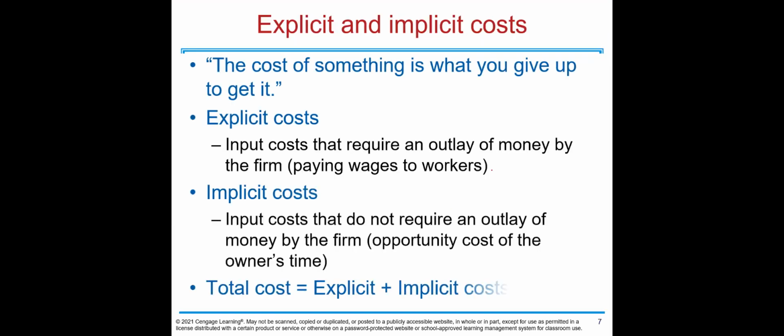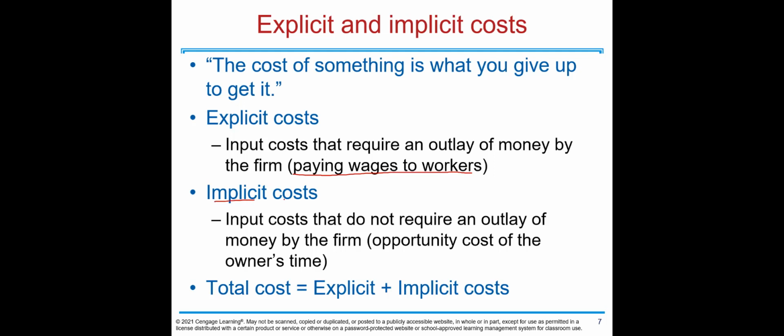We have two types of costs in economics, explicit and implicit costs. But before we understand what these costs are, remember that the cost of something is what you give up to get it, which is called opportunity cost. Explicit costs are the input costs that require an outlay of money by the firm. For instance, paying wages to workers is a type of explicit cost.